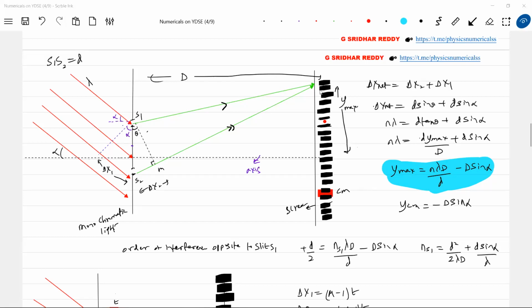Okay, Sai Surya, good. I'm going to put the slab here to shift. Moreover, there is liquid. So the condition is that the whole pattern has to be shifted up such that the central maxima lies here. This was the idea.